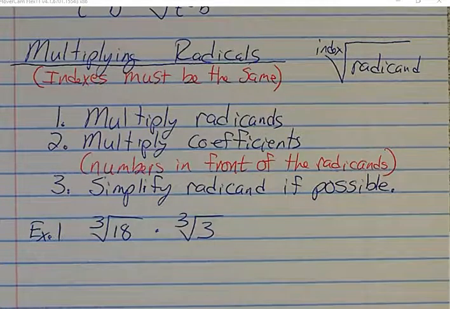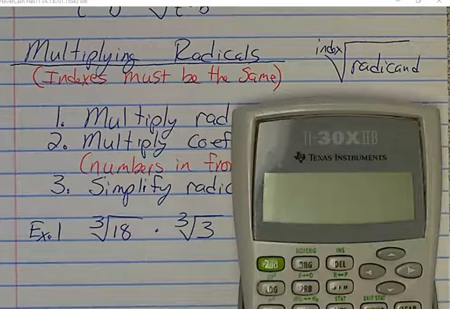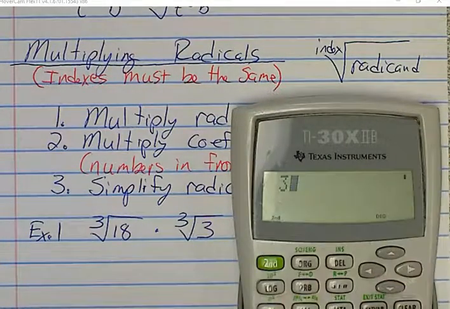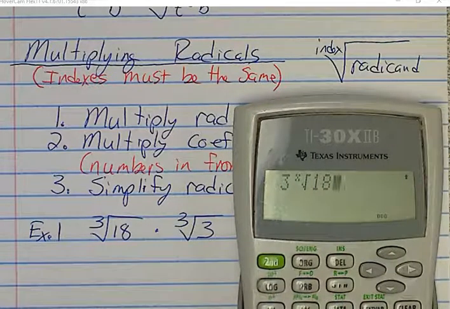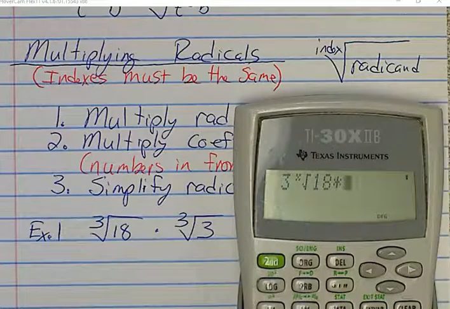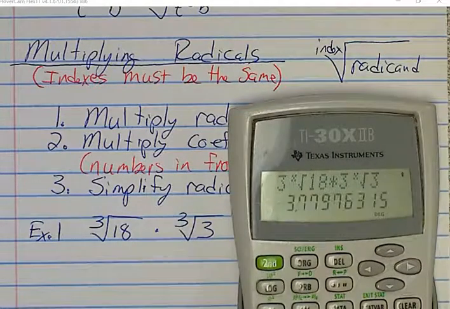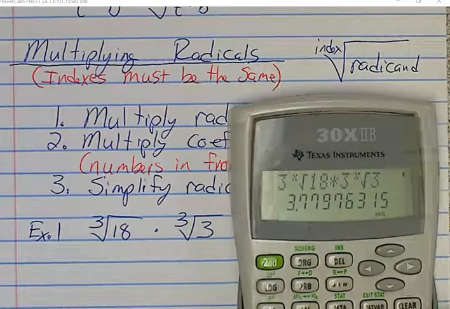And if you did a quick check, you're like, oh, I can just do this on the calculator. If you do that, if you do a third root of 18 times the third root of 3, it's not going to get the answer that you need because it's going to be a decimal number. If you get a decimal number, you cannot give me a decimal number on the test. It's going to say put it in the simplest radical form. So that's not going to help you out if you go through this here.